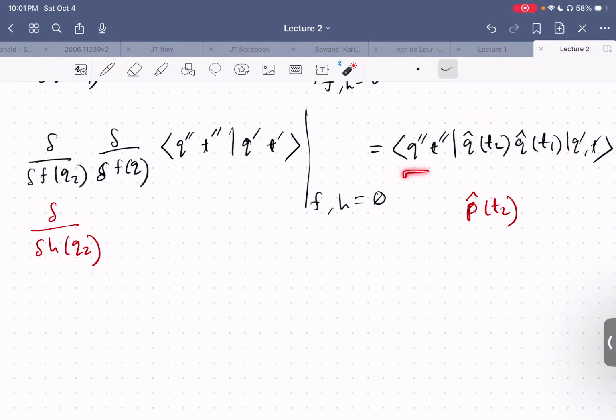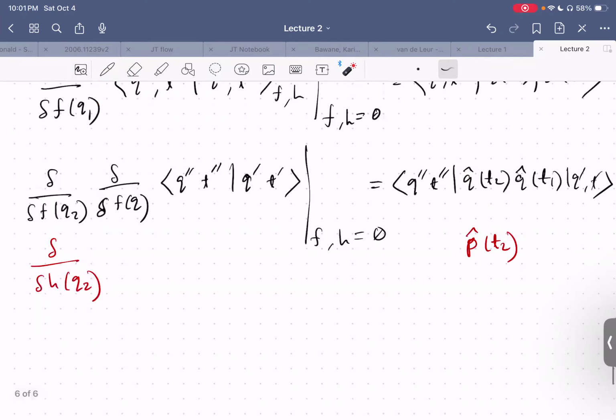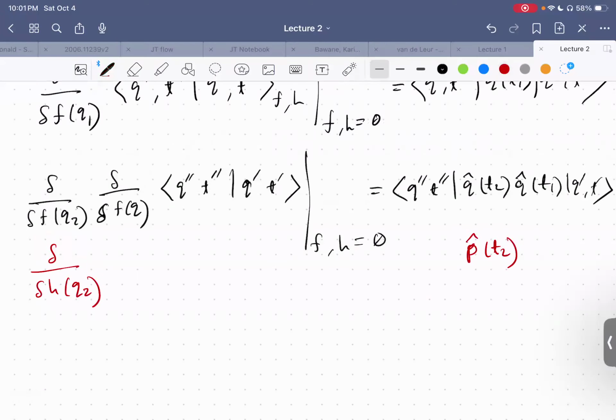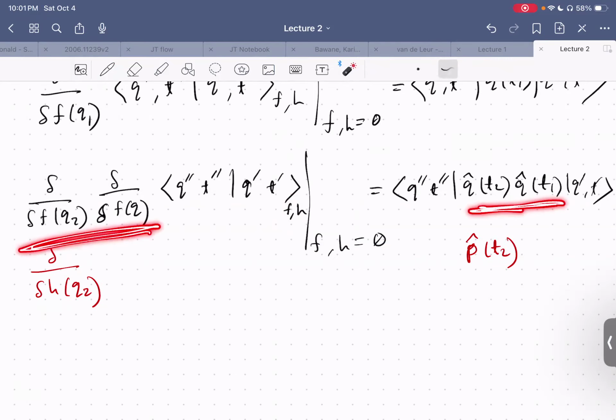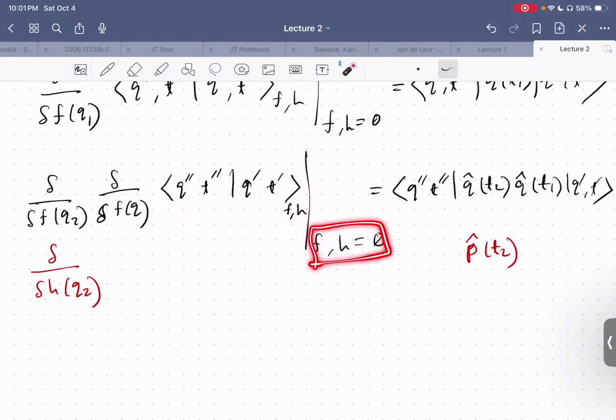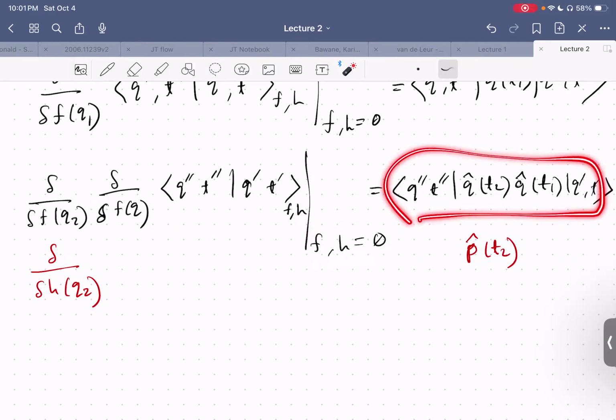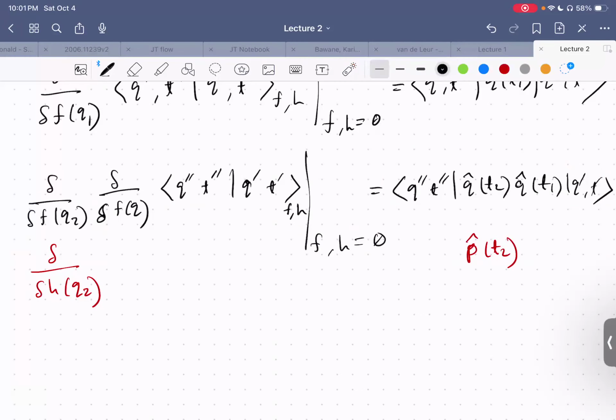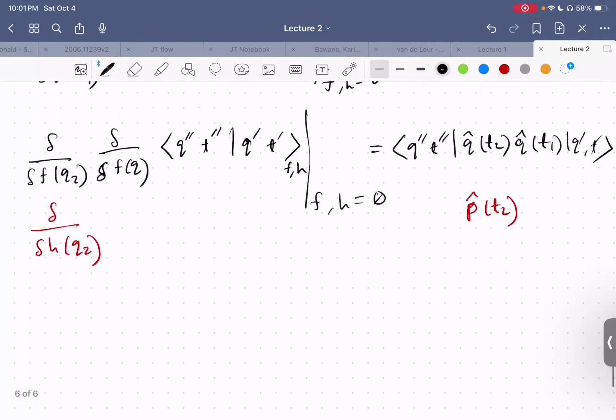The way that you compute this transition amplitude is simply that you start from this modified transition amplitude with non-zero f and h. And then for each operator that you have here, you put a derivative here. And once you have taken all the derivatives that you need of this modified transition amplitude, you set these extraneous functions to 0. And then you end up with exactly the transition amplitude that you wanted to compute. Okay.